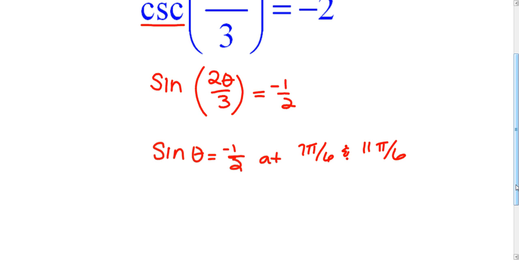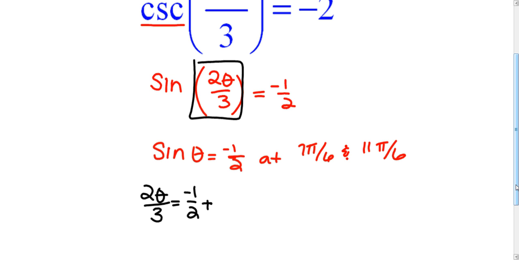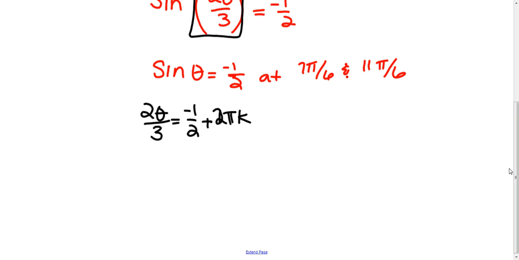But I'm not looking for where sine at regular theta is negative 1/2. I'm wanting to know where sine at 2 theta over 3 is that. So what I do is I do 2 theta over 3 equals negative 1/2 plus, and cosecant also has a normal period of 2 pi. If it were tangent or cotangent, you would put pi k because they have a normal period of pi, but sine and cosecant have a period of 2 pi. So I'm going to put 2 pi k. That just means my answers are going to repeat every 2 pi. That's all it means.